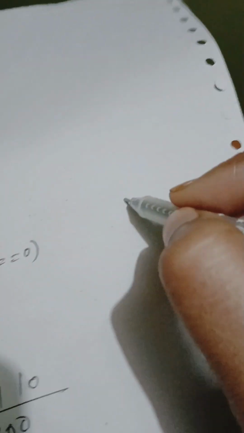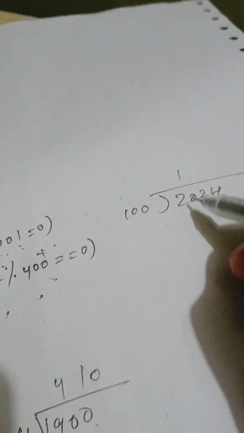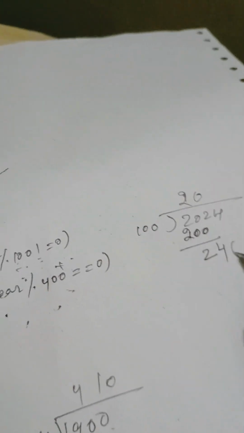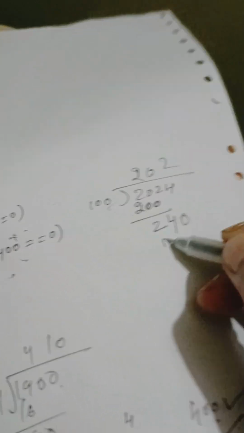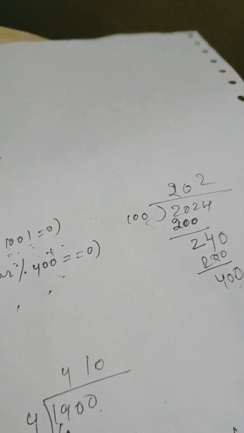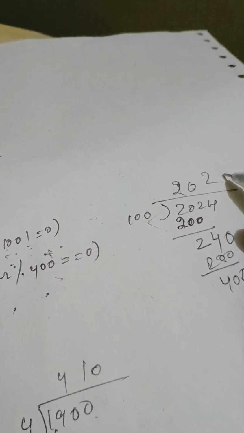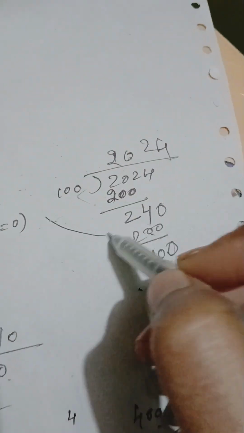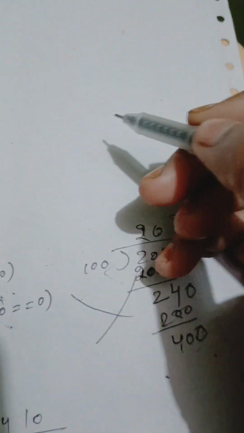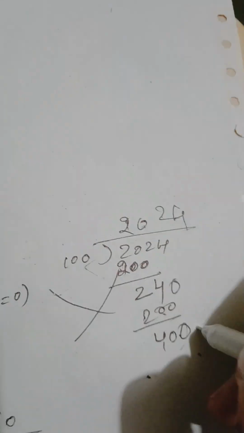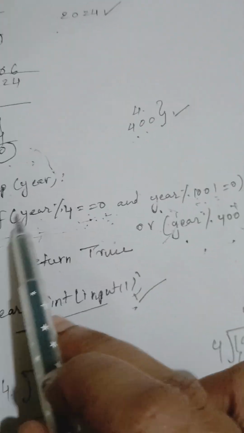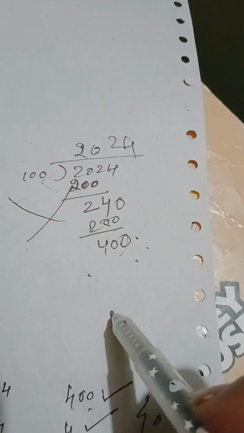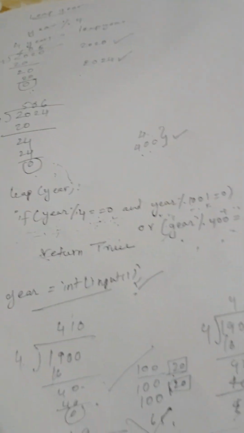Now 2024, is it divisible by 100? 100 ones are 100, 100 twos are 200, so you'll get 24 as the remainder, not 0. So yes, it is not divisible by 100, whereas it would be divisible by 400. Anyway, it is meeting the first condition, which is that the year should be divisible by 4 and should not be divisible by 100, meaning it should not give remainder 0. So this is the condition for a leap year.